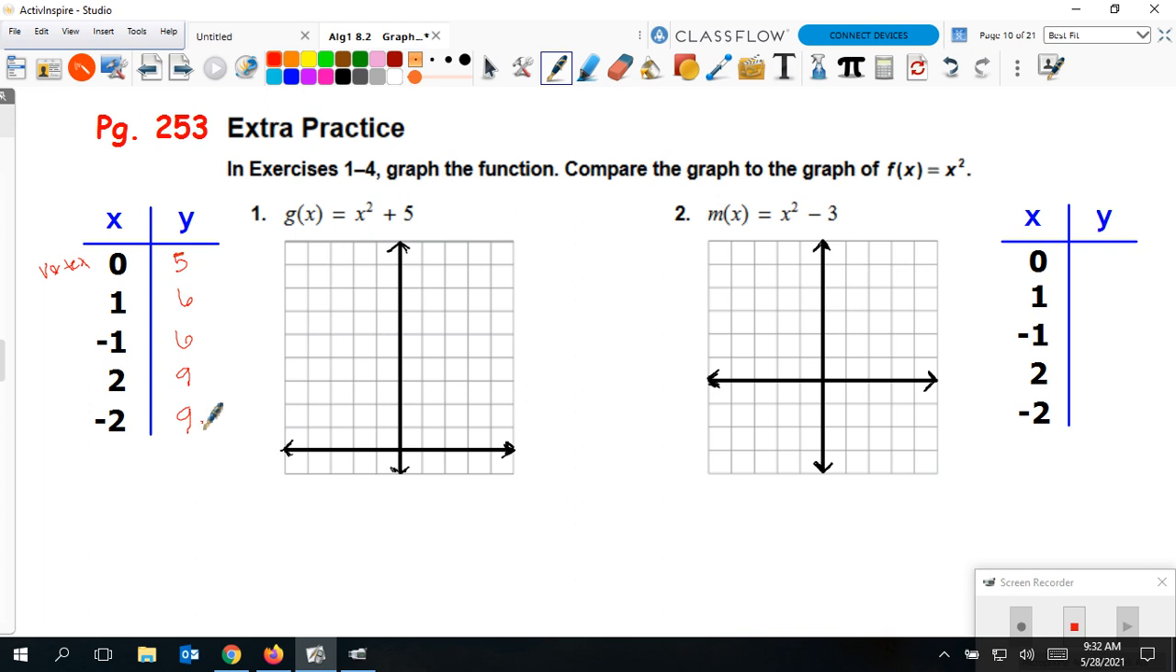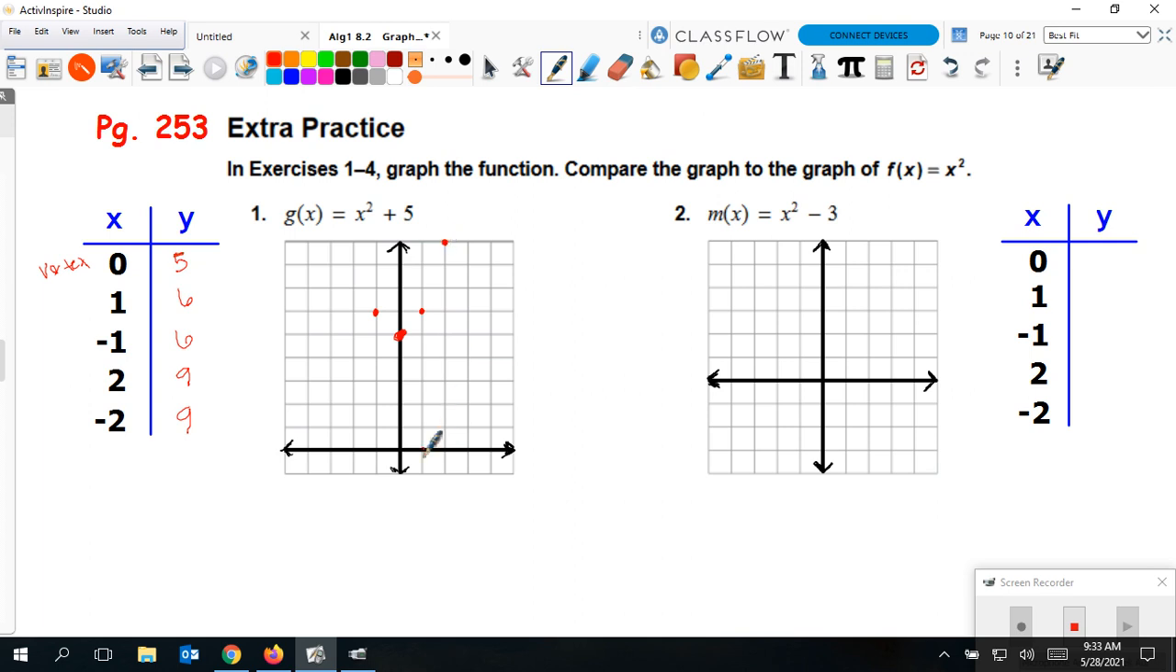So now as we plot these points, if we say, okay, 0, 5, so 1, 2, 3, 4, 5, here is my vertex point, and if I go 1 this way, 1, 6 is going to be putting me just right here, and then if I go negative 1, I'm going to be at 6, it's going to be right there, and if I go to 2, we're going to be at 9, so 1, 2, and then you go 1, 2, 3, 4, 5, 6, 7, 8, 9 right at the top.